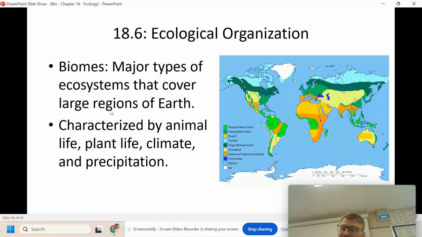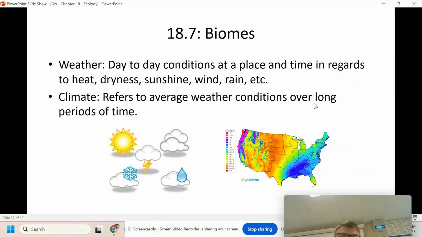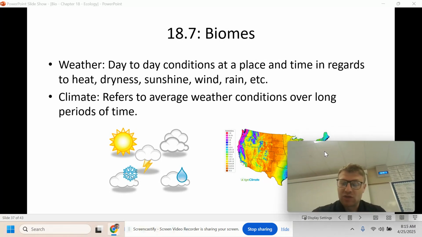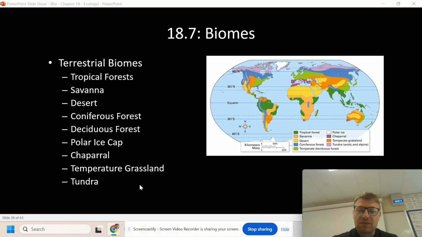As we get to the later stages here, we're going to see different biomes. There are many different types of biomes, which are characterized by animal life, plant life, climate, and precipitation. You can see the terrestrial biomes here and where they're located. A lot of them are located based on latitude and longitude specifically, but we also incorporate weather and climate. Weather is just day-to-day conditions, while climate refers to average weather conditions. Big difference there. We should remember this from maybe your middle school science days.